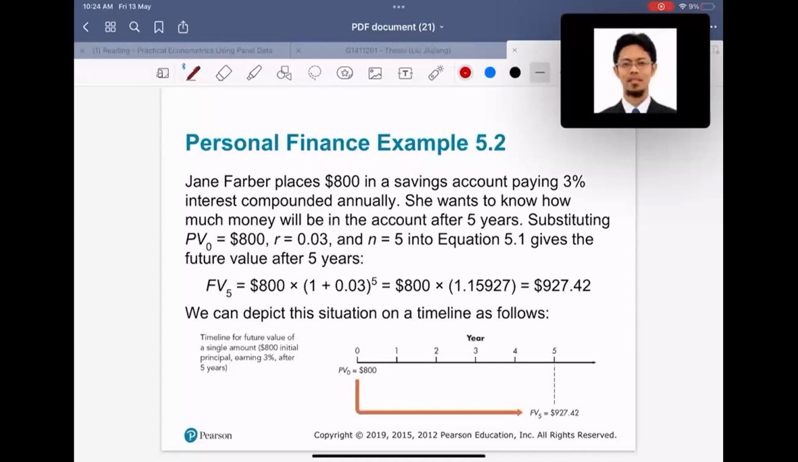Okay, this is the present value. What is the formula for future value? Present value times 1 plus I to the power of N. Okay, so your present value is 800. This is your present value. This is your I. And then compounding 5 years. This is your N. So here, present value 800, 1 plus 0.03 to the power of, so you get.